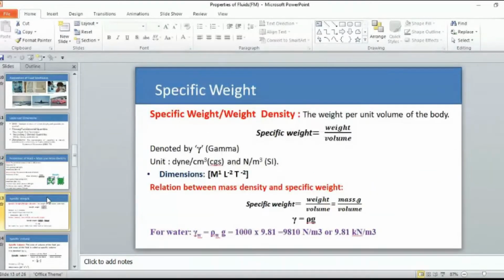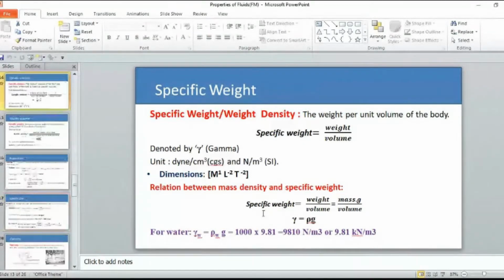Then next is specific weight. It is weight per unit volume of the body, denoted by the Greek symbol gamma. Unit is Newton per meter cube and dyne per centimeter cube, and dimension is m1 l minus 2 t minus 2. How these dimensions are derived, we had seen in the last lecture. Then remember the value for water: it is 9810 Newton per meter cube or 9.81 kilonewton per meter cube.